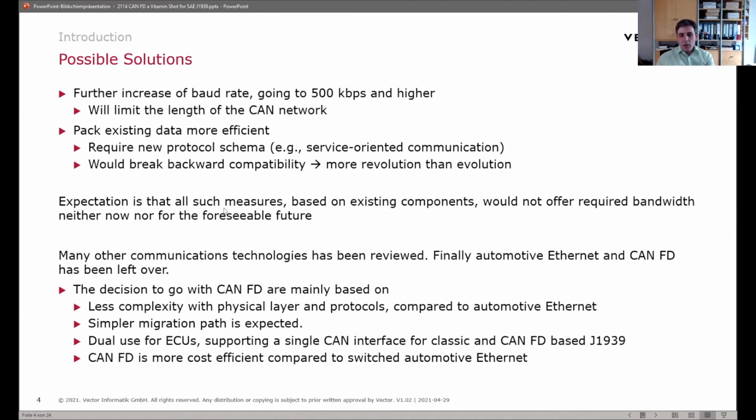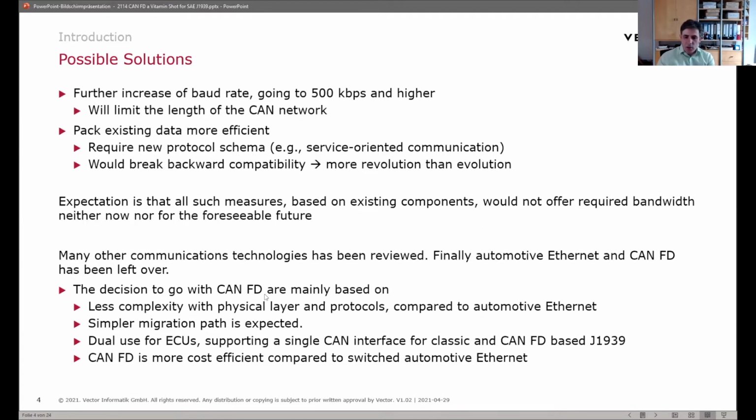And then we looked outside CAN. We reviewed other technologies like automotive Ethernet and all those different things. And then finally, the committee decided to go with CAN FD after we paid a lot of attention to all those other possible networks.